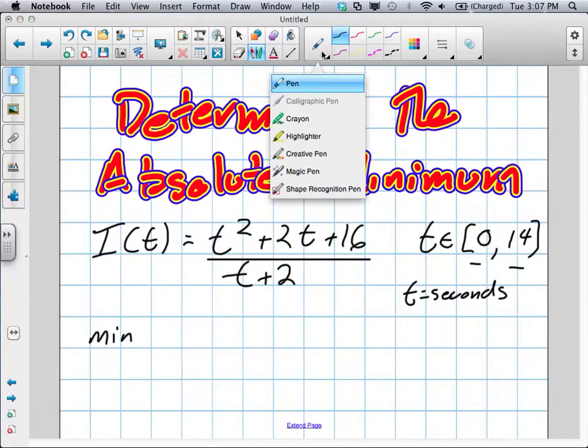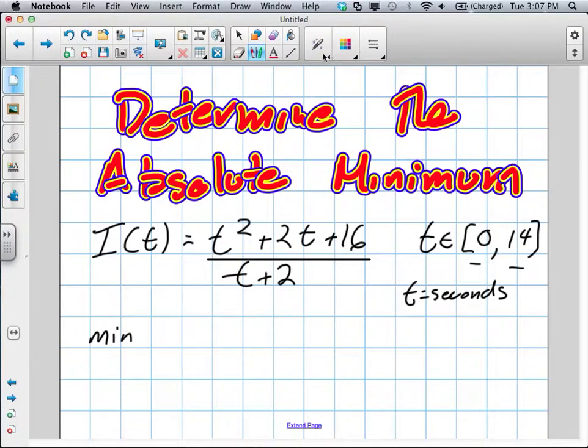Now, because we have a rational function here, technically we have to be careful. We need to find out if this becomes an undefined expression. Well, luckily, the only way this becomes undefined is if t is at -2, and because -2 does not fall within our interval, we're going to be okay there. We don't need to worry about rationalizing this, or changing it around.